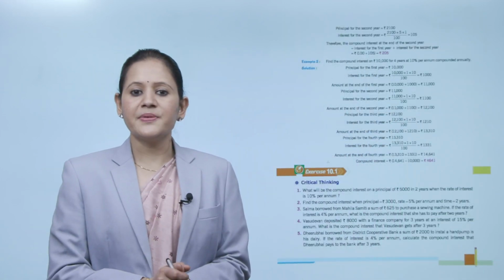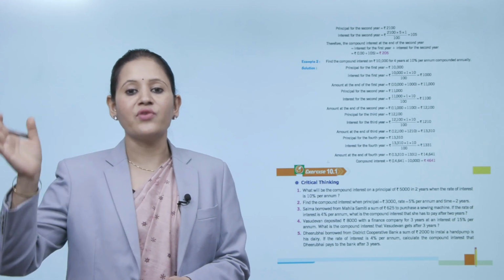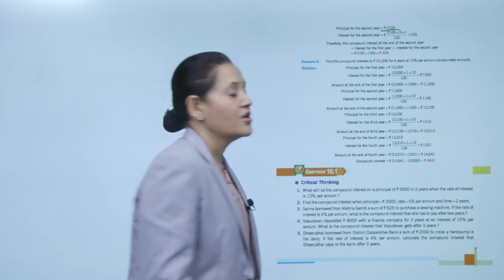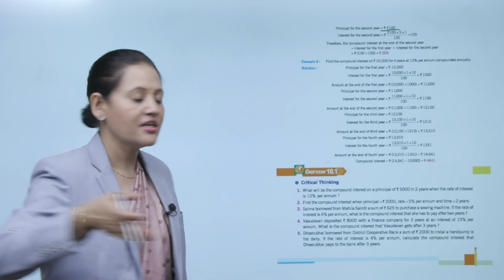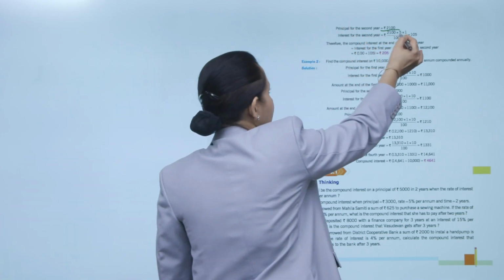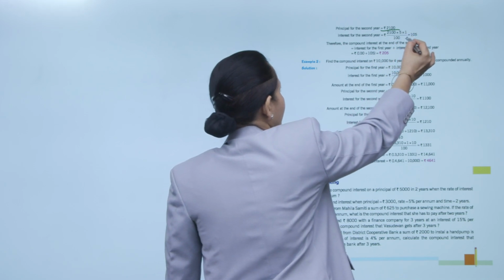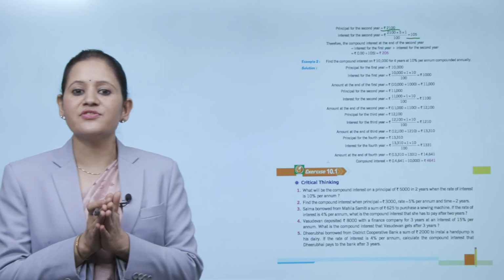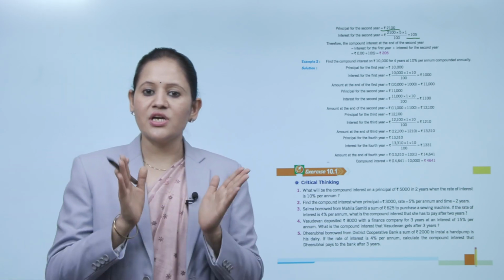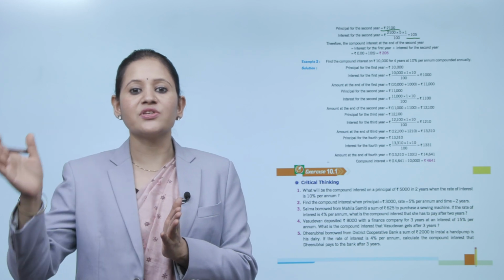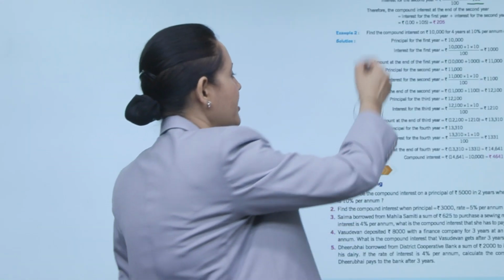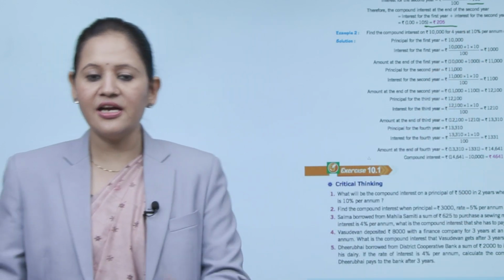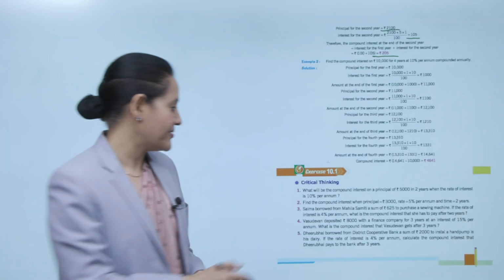Now, what will be the principal for the second year? 2100. The principal has become 2100 from 2000. So, now the interest for the second year is 2100 into 5 into 1 upon 100, that is 105. Therefore, the compound interest at the end of the second year equals interest for the first year plus interest for the second year, that is 100 plus 105, that is rupees 205. Clear? Next is exercise 10.1.